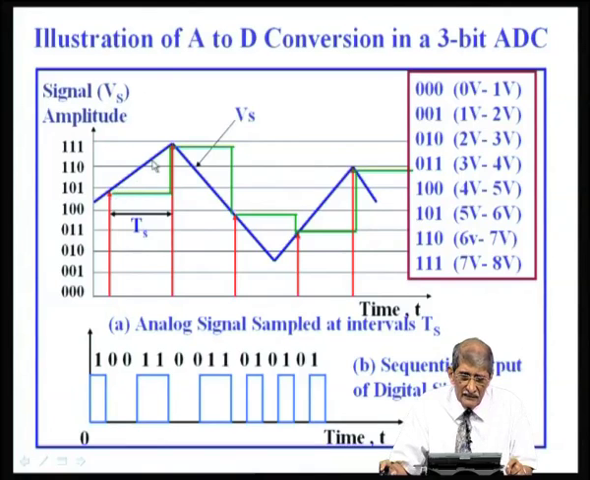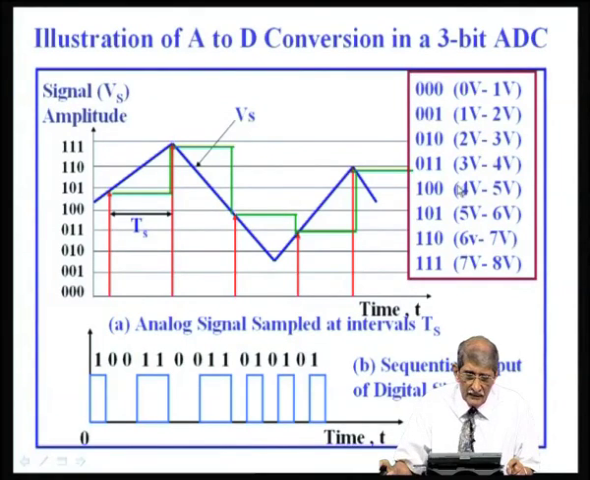001 is 0 to 1 volt. Here you can see I am sampling at this voltage initially, then after Ts I am sampling, converting that into a digital signal, sampling here, converting into a digital signal. Now, you can see at this point of time, the input is actually between 100 and 111, which means actually it is 4 volts.